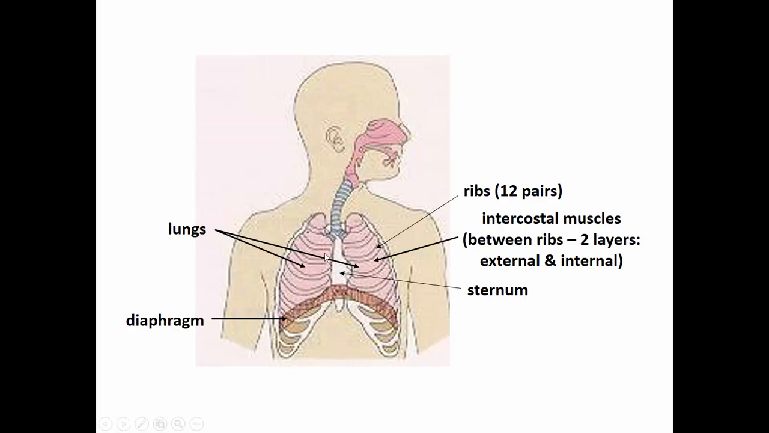The ribs attach to a bone via cartilage, so the bones aren't directly connected. There's a piece of cartilage in between the sternum, this big bone here, and each rib. And then there is a big muscle that separates the chest cavity or thoracic cavity from the abdominal cavity. This is called the diaphragm, and this is another really important muscle that we use for breathing.